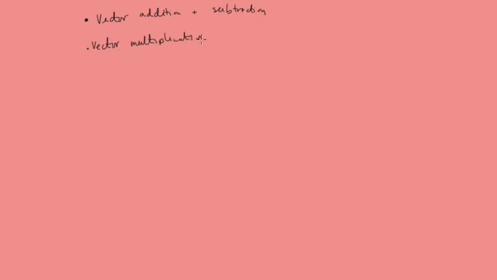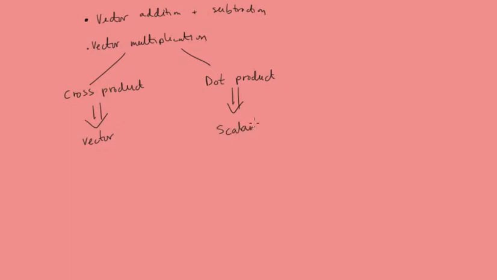Now there's two ways to multiply vectors. One is using something called the cross product, and this gives us a vector. And the second is called the dot product, and this gives us a scalar. The dot product is also known as the scalar product. Now in this course we do the dot product, the scalar product, we don't do the cross product.